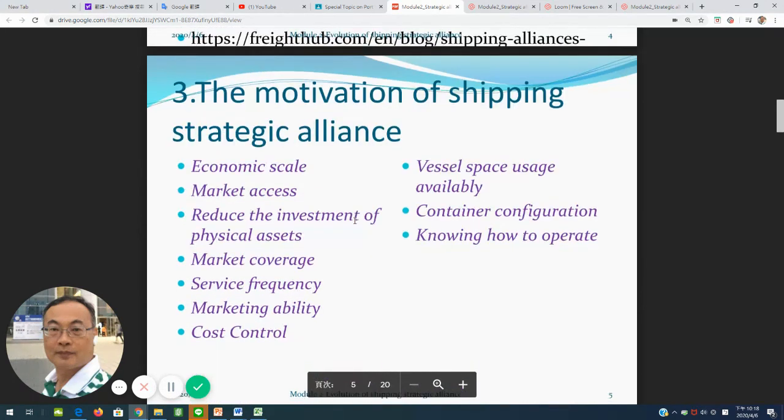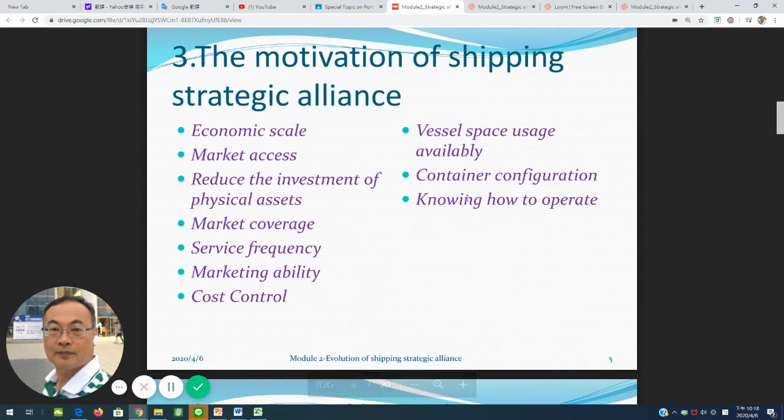Number 3, we are just mentioning the motivation of shipping alliances. So alliances have some benefits, including economies of scale and market access. They can access the Trans-Pacific, Transatlantic, and even some Far East shipping routes, and reduce investment in physical assets because they can share terminals with each other, so members can get much cheaper handling cost. And of course, their market coverage will reach global shipping routes.